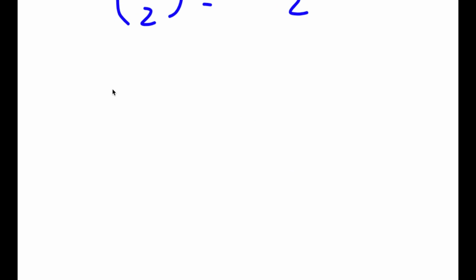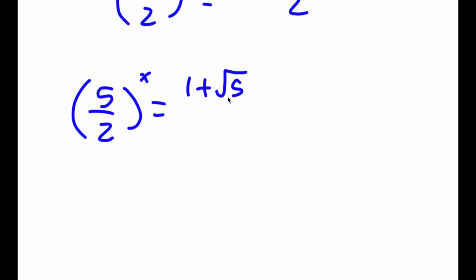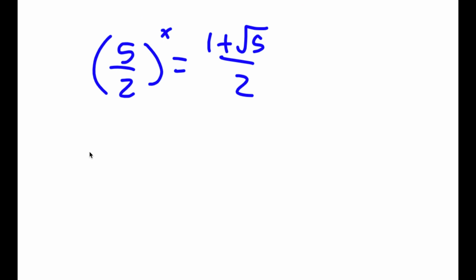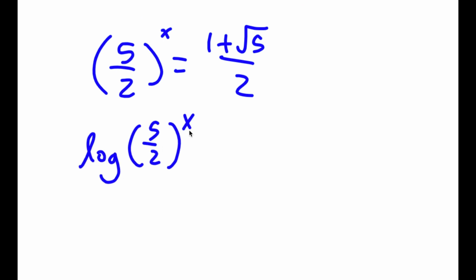So this gives me two equations. 5 over 2 to the power of x is equal to 1 plus the square root of 5, over 2. So to solve this, I'm going to first start by taking the log on both sides. So now I have log of 5 over 2 to the power of x is equal to log of 1 plus the square root of 5, over 2.